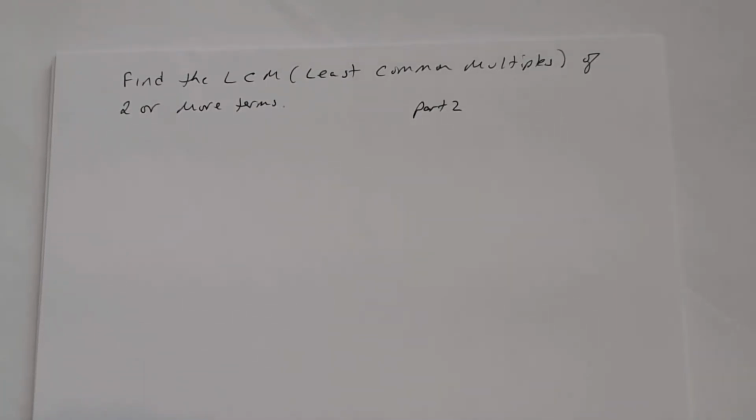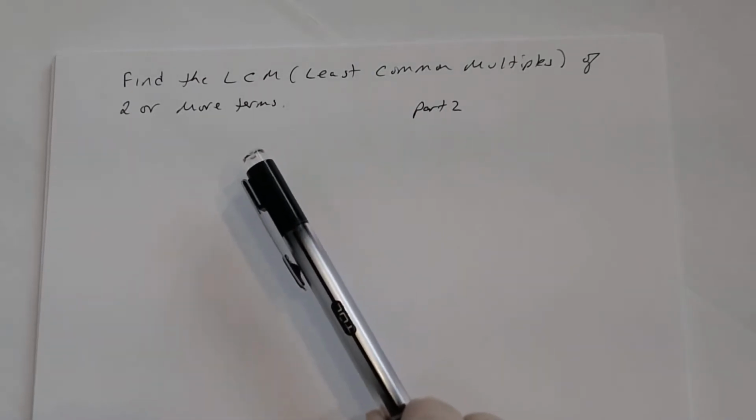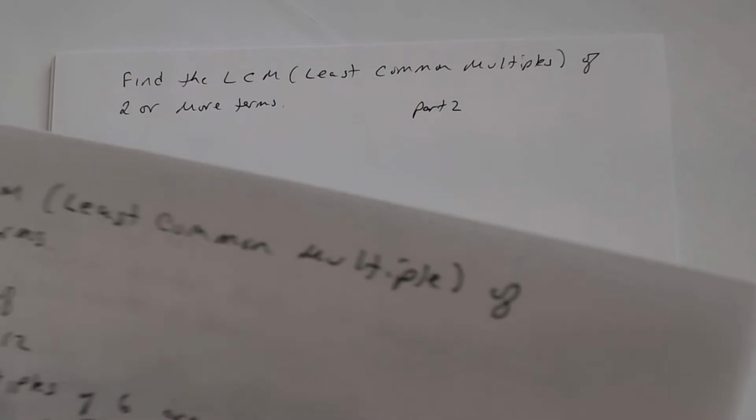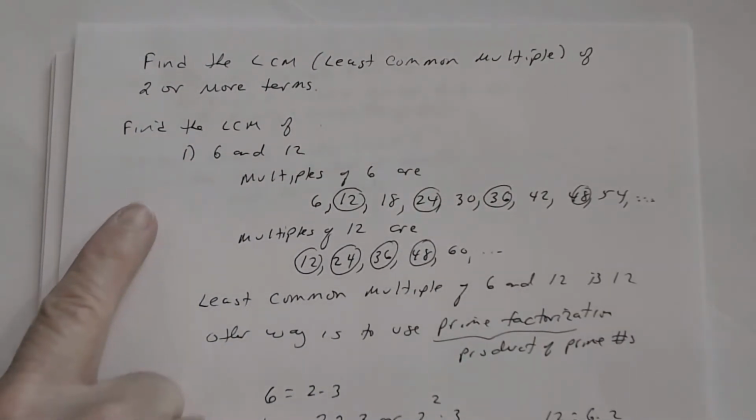This lesson is part 2. So this is part 2 of our lesson dealing with finding the least common multiple of 2 or more terms. So it's very important that you look at the first part of this lesson. So this would be part 1.